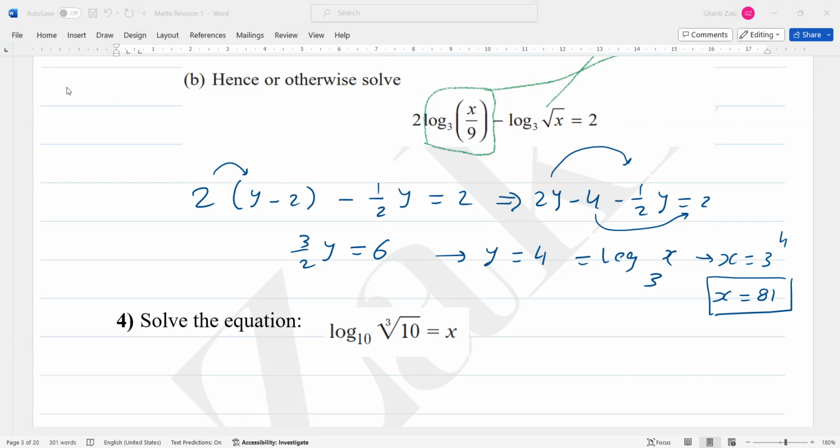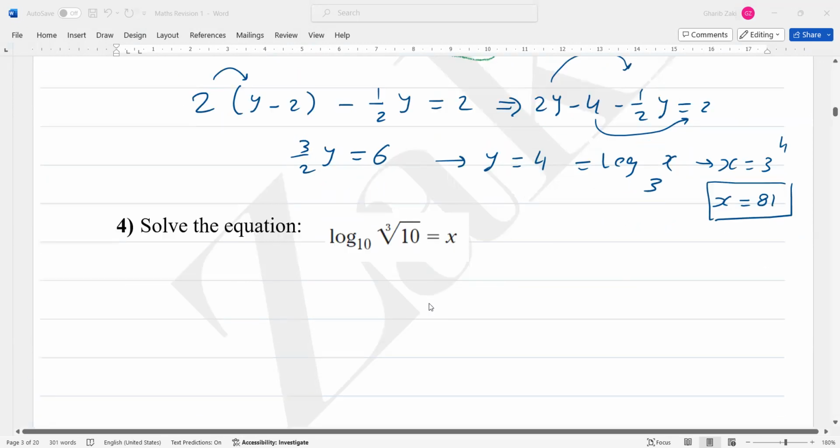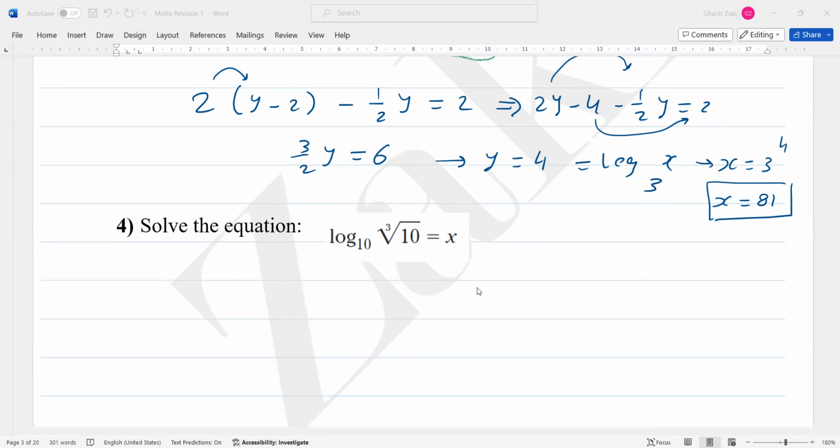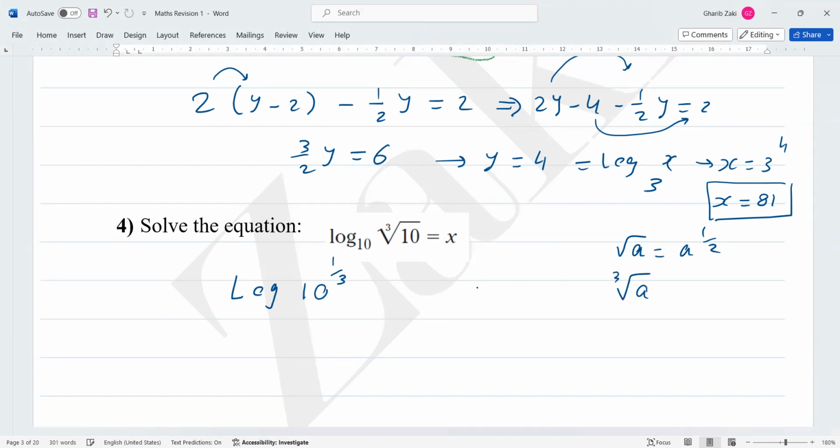Ready? Now, solve the equation. It means find the value of the variable. The variable is x. Now, log cubic root of 10 becomes log 10 to the power 1/3. Remember, guys, square root of a equals a power half. Cubic root of a is a power 1/3. Cubic root of a squared is a power 2 over 3.